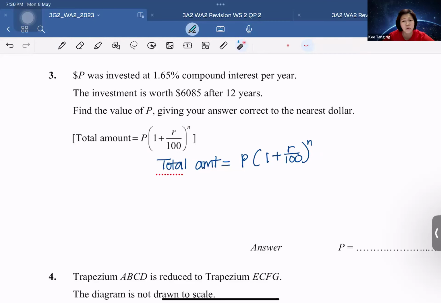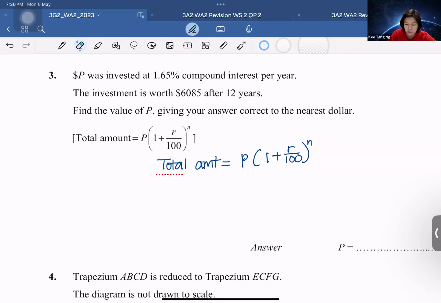If the formula is not going to be given, then you better make sure you remember it. This part is the total amount. Now let's read the question over here. P dollars was invested. Sometimes the formula is given, not all the time. So by standard default, we are supposed to remember the formula. Thank you, Yichen, for your question.